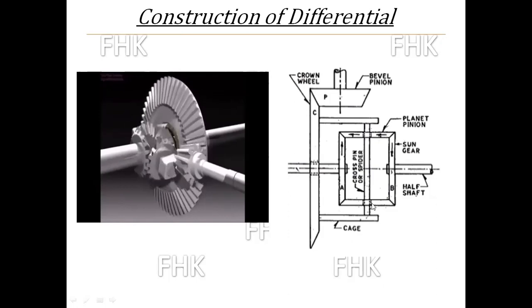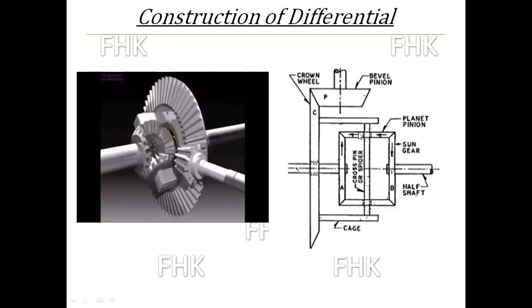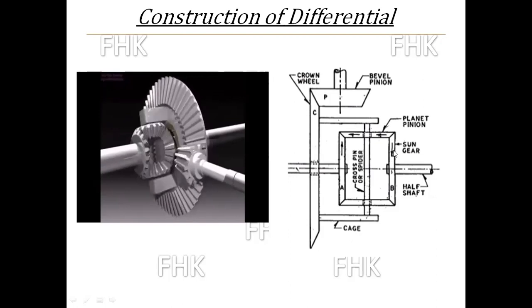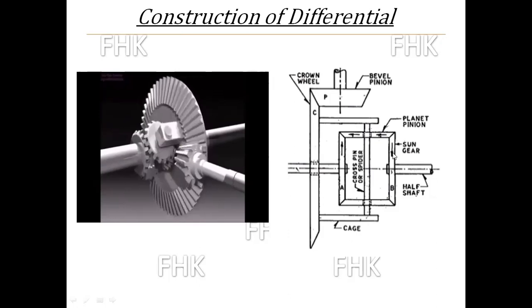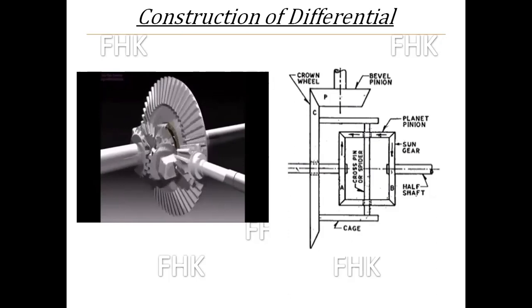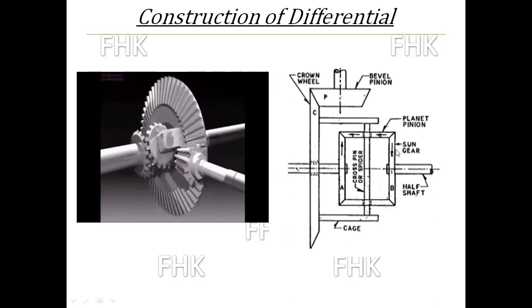And to those planet pinions, two sun gears are meshed. You can see in this image, sun gear B and sun gear A are meshed with the two planet pinions. Sun gears A and B have the same diameter, so the number of teeth on sun gear B and sun gear A is the same, equal. Number of teeth TA is equal to TB, as the diameter is the same. The diameter of sun gear B and sun gear A is always the same.